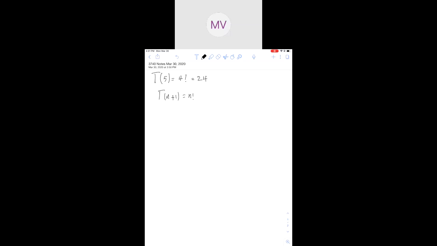Now, what if the argument is not an integer? So I have a specific case, and that's, what is gamma, for example, of half? Like, we don't have negative 1/2 factorial. If you wanted to use this formula, that's how you would write it, right? But this doesn't make sense. Okay, so let's see if I can prove it on the rest of this page.